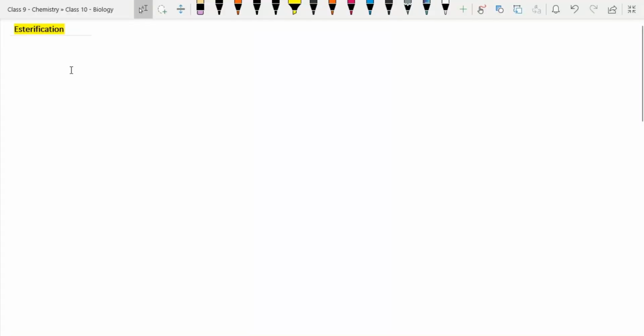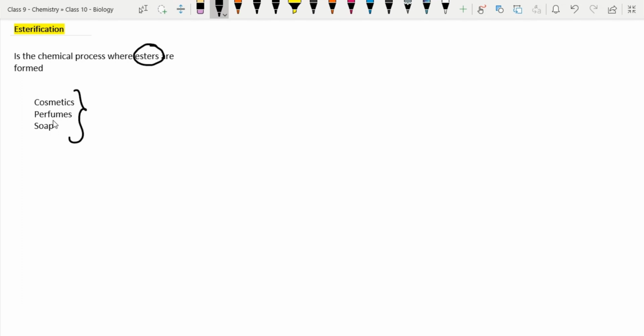We are going to learn about esterification and how the esters can be named. Esterification is the chemical process where esters are formed. Now, I would like to give you some examples of the esters that we use in our daily life. These are cosmetics, perfumes, in soap industry, and so on. So these are the examples of esters that we use in our everyday life.